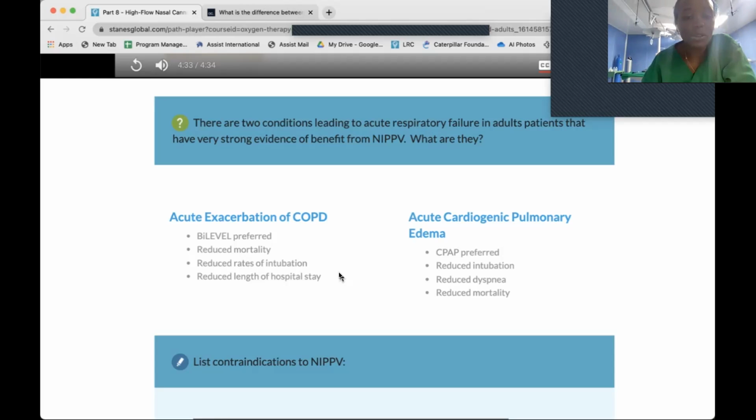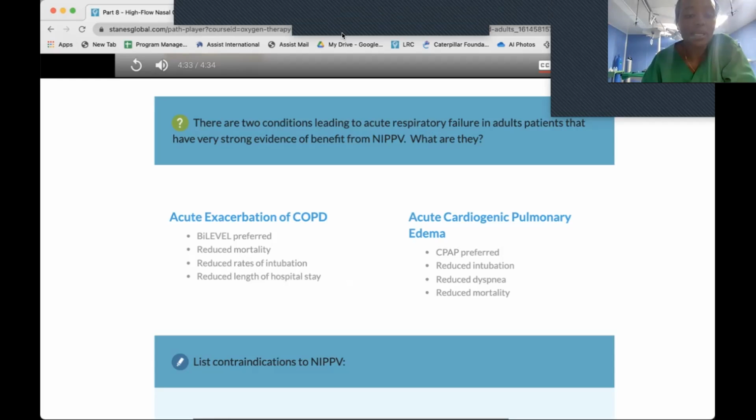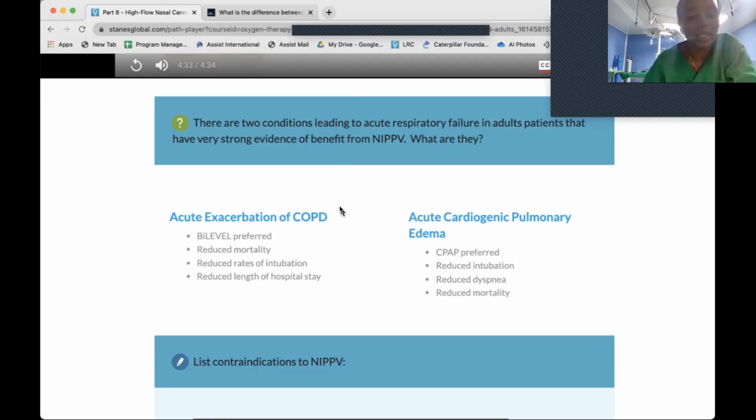So in COPD, we prefer the bilevel one because COPD patients have increased CO2 levels. This bilevel, having a pressure at the inspiratory phase and at the expiratory phase, will increase the tidal volume, and hence you'll have CO2 being blown out. So in COPD, bilevel tends to work better in patients who have the acute exacerbation. And also you have the benefit of reduced mortality. It also reduces the rates of intubation and may also reduce the length of the hospital stay.